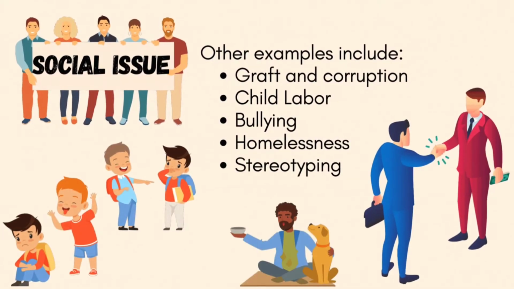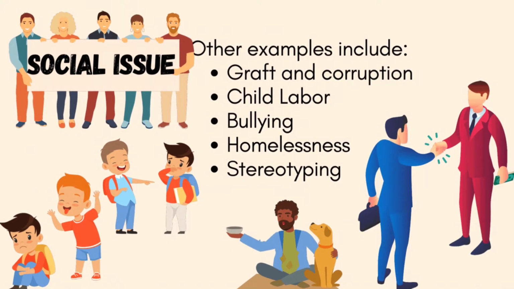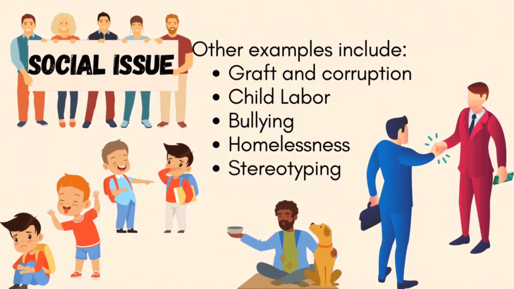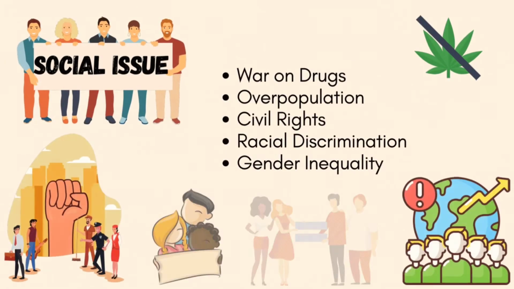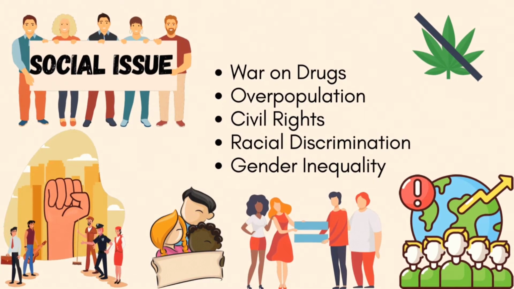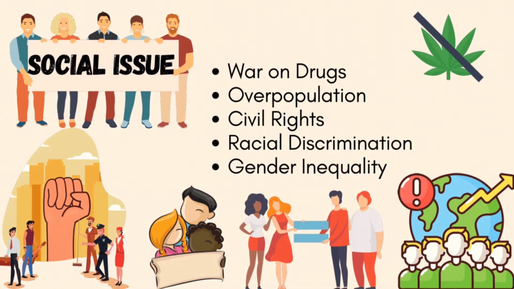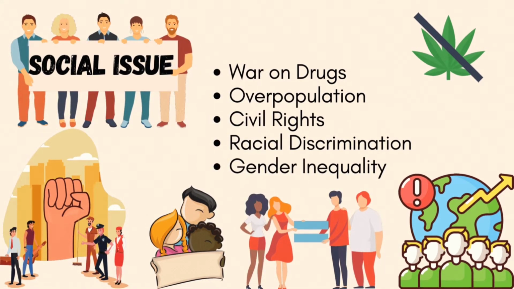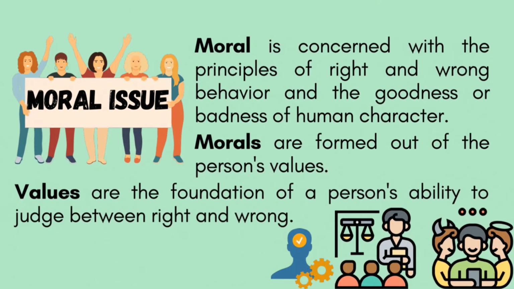Other examples include graft and corruption, child labor, bullying, homelessness, stereotyping, war on drugs, overpopulation, civil rights, racial discrimination, and gender inequality. The next topic talks about moral issue.